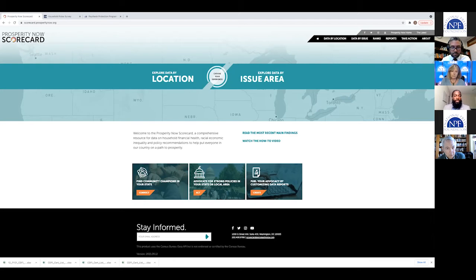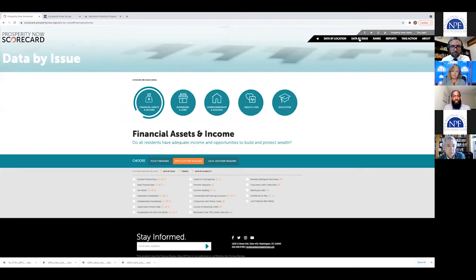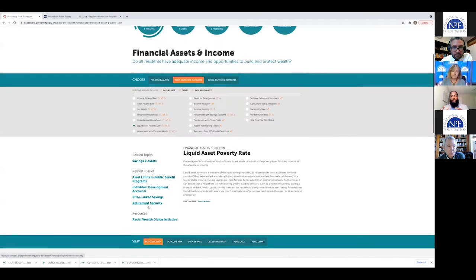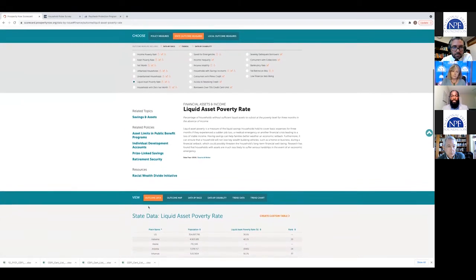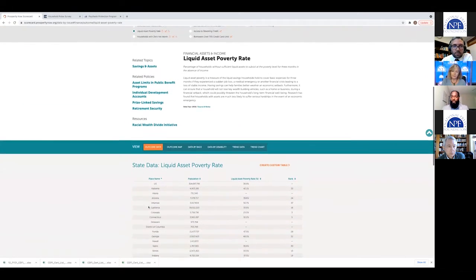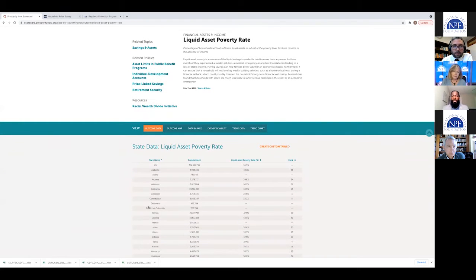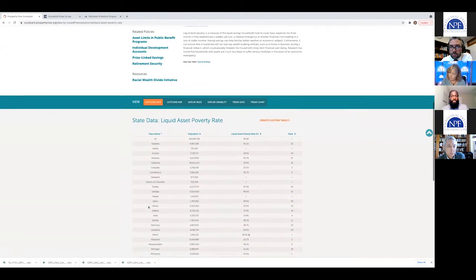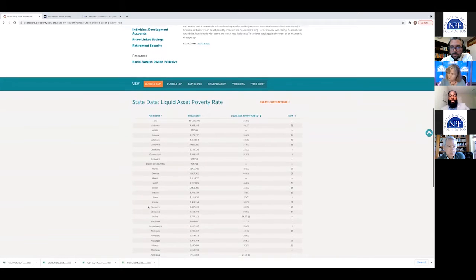Now, so I want to quickly give you all that. Now, you see we're looking at the Prosperity Now scorecard. Jeff, if you click on Explore Data by Issue Area, we're going to look at financial assets and income, and toward the bottom half of the screen, we're going to click on liquid asset poverty rate. Again, this is a data tool to help you investigate the impact of certain variables for your particular state or region. Now, you see here, we have state data, liquid asset poverty rate.